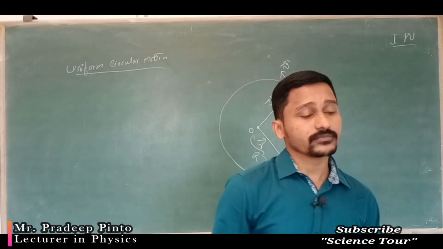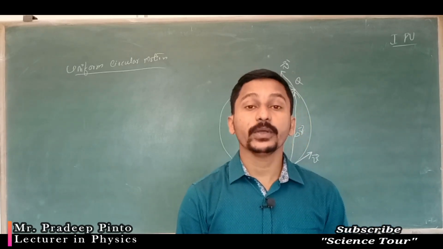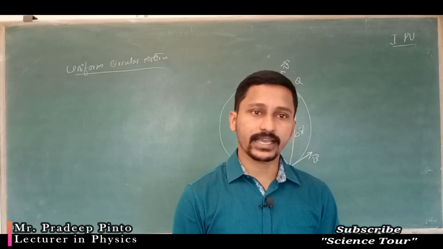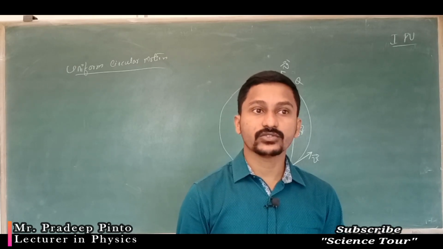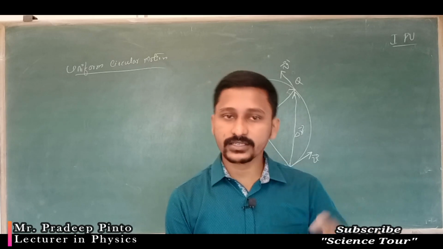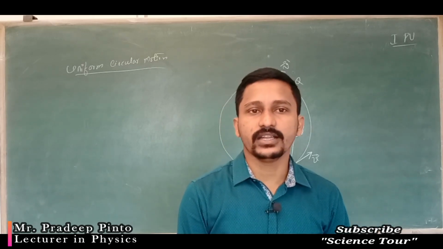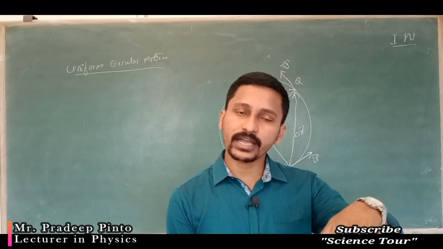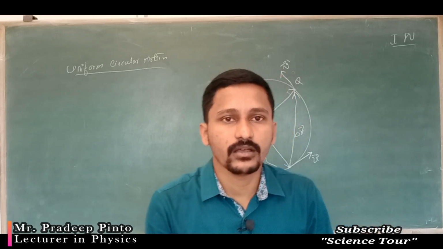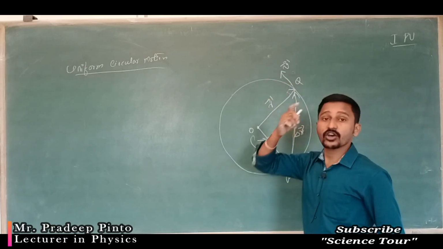But see, if a vector has to change, it need not change only its direction, it can change its magnitude. If it only changes its direction, the vector changes. If it only changes its magnitude, the vector changes, or if both magnitude and direction change, the vector changes. So here the velocity's magnitude is constant.